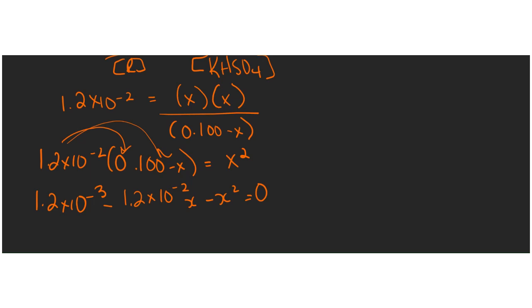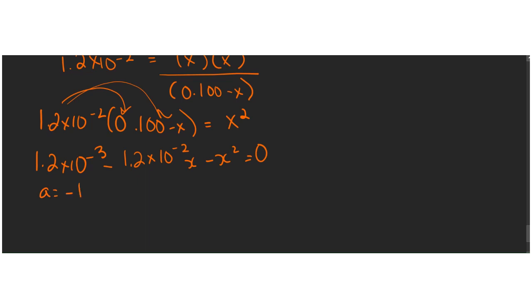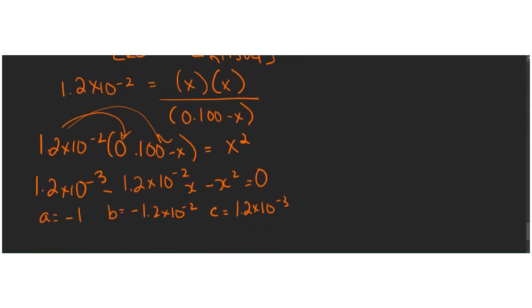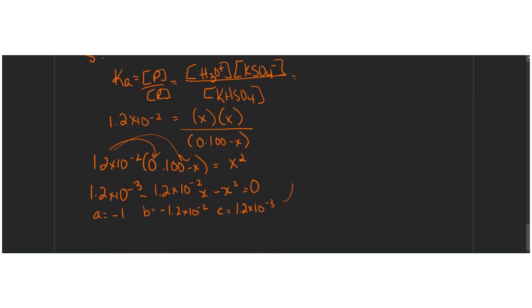Do you want me to rewrite it, or you're good? Can you pull your values? So A is negative 1, B is negative 1.2 times 10 to the negative 2, and my C value for my quadratic is 1.2 times 10 to the negative 3. Right? So once I get my values, what do I then have to do? Quadratic. Do we need another example of quadratic, or are we comfortable? Okay. Quadratic.